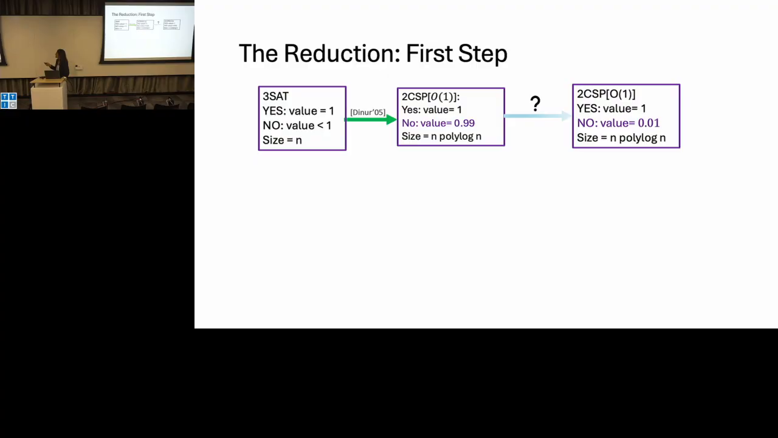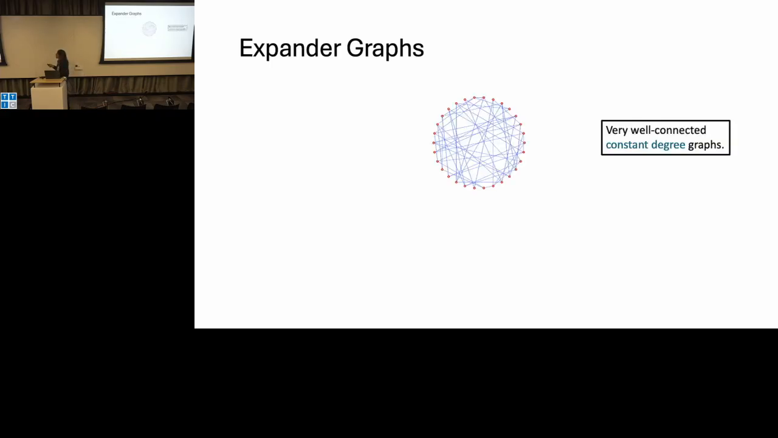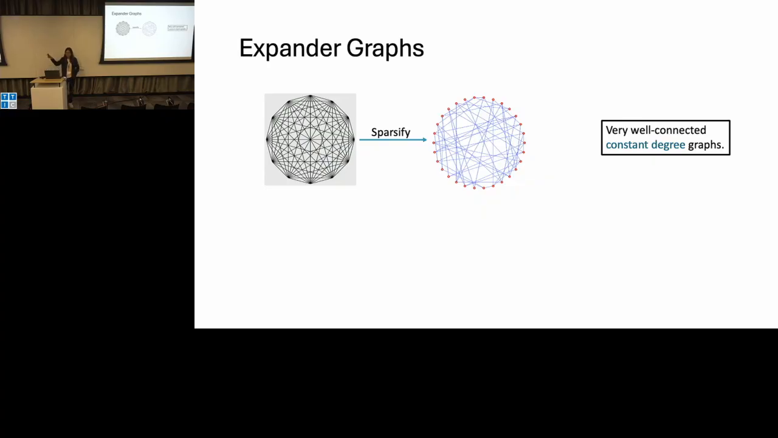Okay, so it's actually insightful to look into Dinur's reduction and see what are the barriers to immediately extending her reduction all the way down to 0.01. So let's do that. Firstly, the main component in her reduction was a very novel use of expander graphs. So recall that these are very well connected constant degree graphs, which at the same time have many of the nice expansion properties possessed by complete graphs. So one such property is that every small set of vertices has a lot of edges going out of it.